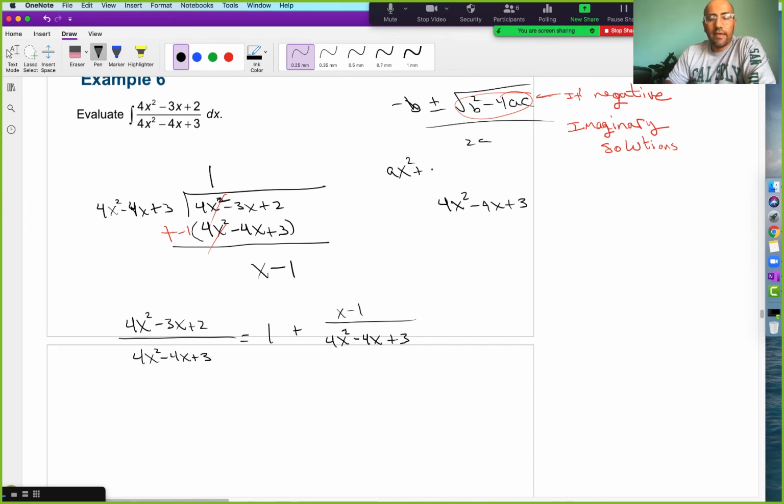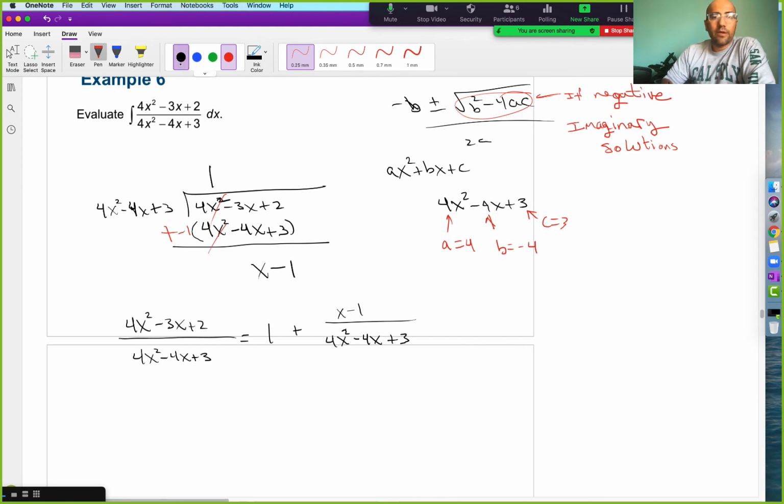Remember this is based on the idea that the quadratic is ax squared plus bx plus c. So the role of a is being played by a 4. The role of b is being played by a negative 4. Make sure we keep the sign. And the role of c is being played by a 3.